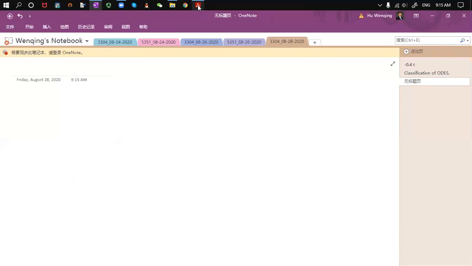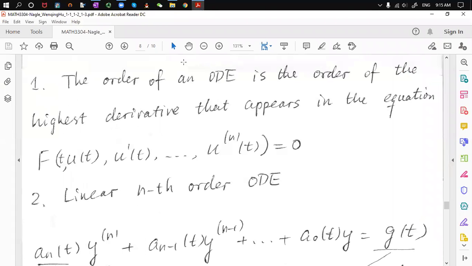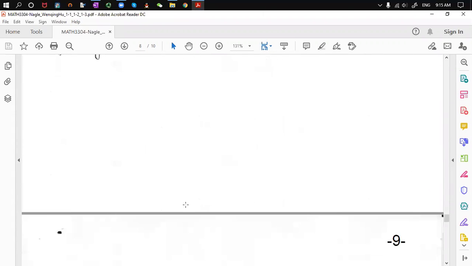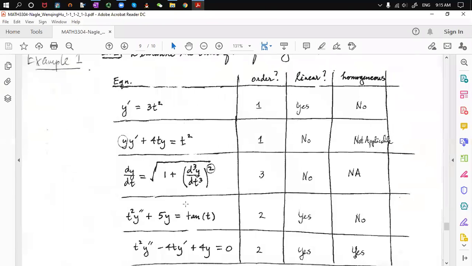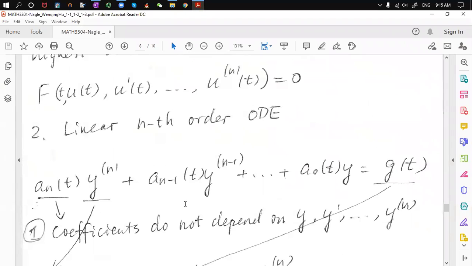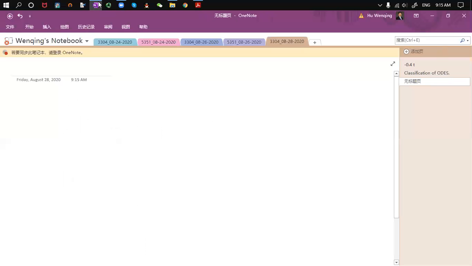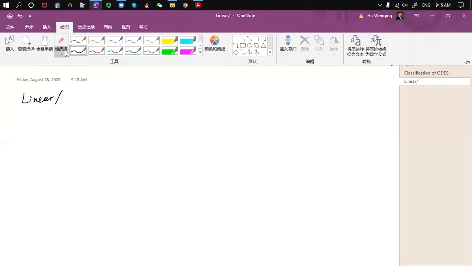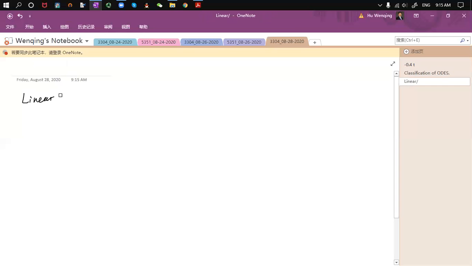Now I'm going to talk about a much more sophisticated notion, and we're going to practice quite a lot of exercises related to this notion for the rest of today's lecture. That notion is called linear or nonlinear ordinary differential equations. Let's start with the linear ordinary differential equations.